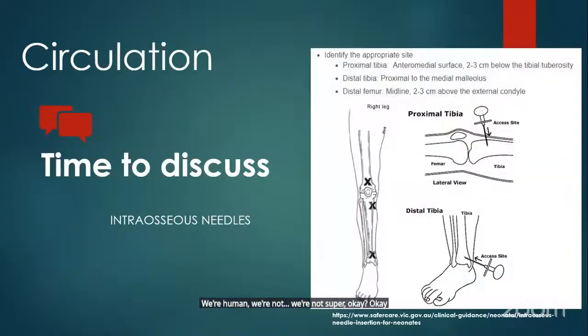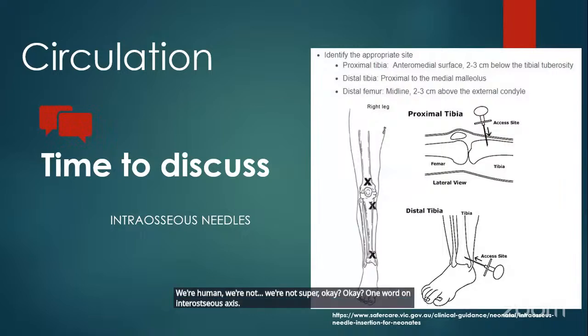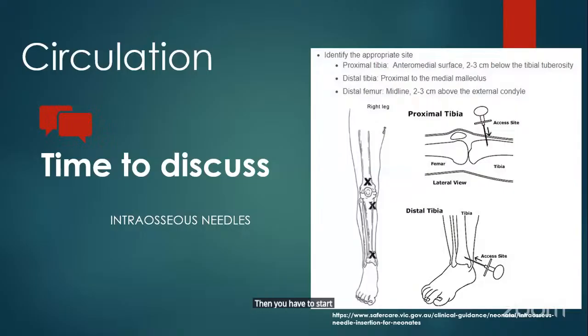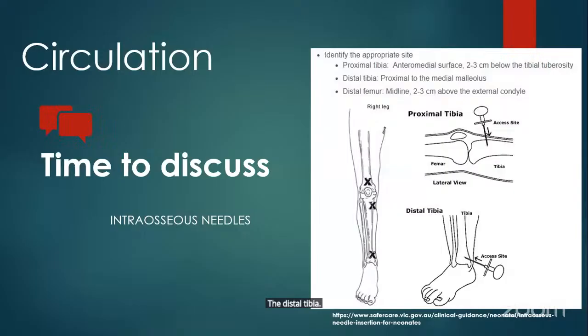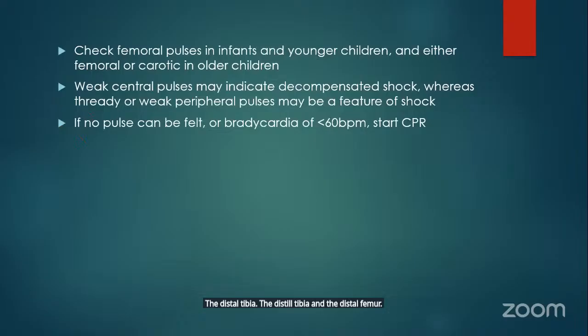Okay. One word on intraosseous access. If 2 attempts at intravenous cannulation fail, then you have to start considering intraosseous access. And in kids, the 3 sites that we use are the proximal tibia, the distal tibia, and the distal femur. Okay? You always check femoral pulses in infants and younger children, and either femoral or cardiac as the kid grows older.